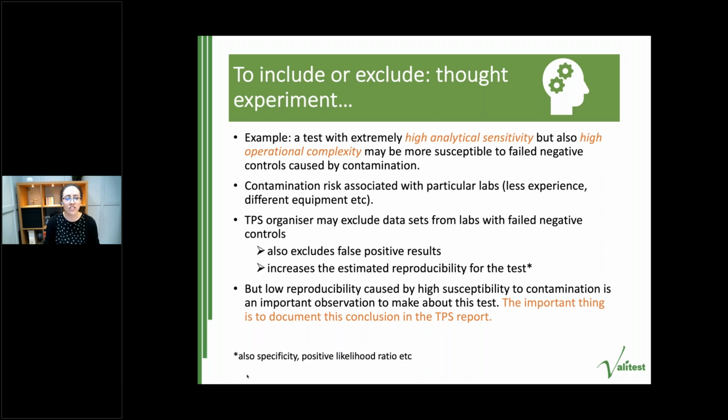So where decisions that you've made about the exclusion of data influence the performance characteristics that you're deriving in the statistical analysis, the important thing is to document that conclusion in the TPS report. So the outcome of the statistical analysis might be this is a reproducible test, but you also need to draw attention to the fact that there was contamination probably caused by the complexity of the extraction method, and that that actually makes the method difficult to reproduce from lab to lab.